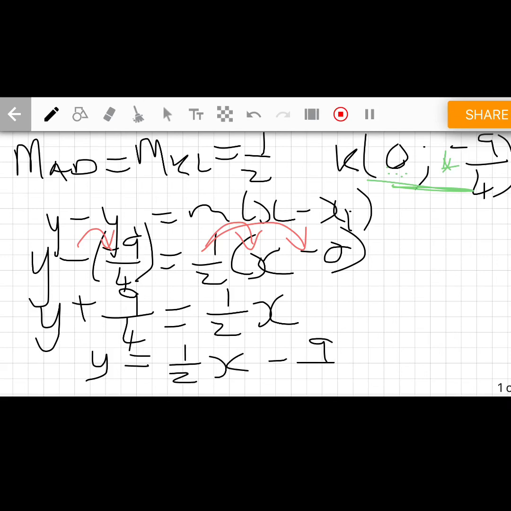That's y equal to a half x minus 9/4. Okay, the line did not work. Let's take it back, remove the line, and that's the equation for KL.